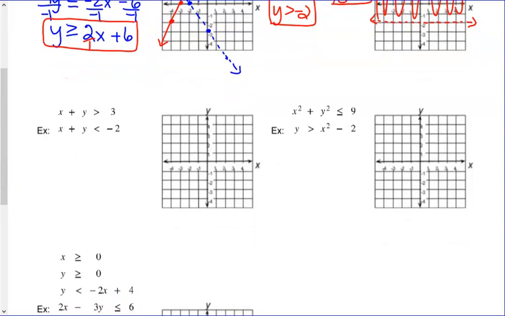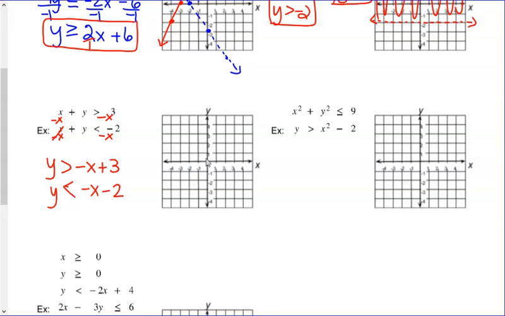Now, let's look at this one. We don't have y by itself. These are very nice to get y by itself because I just have to subtract x from each one of them. So I get y greater than -x plus 3, and I get y less than -x minus 2. Okay? All right, so let's graph each one of those.